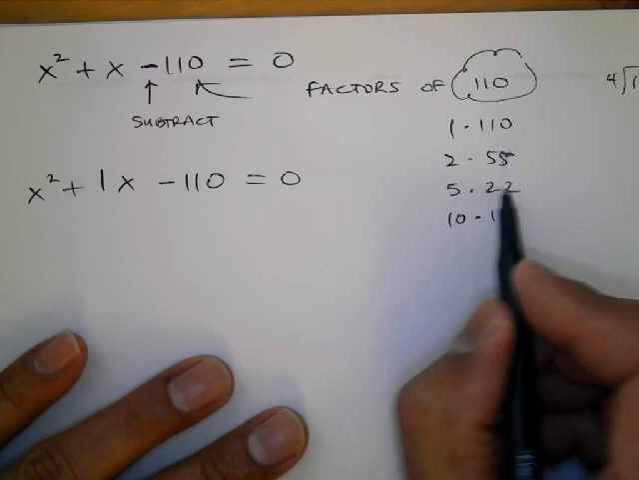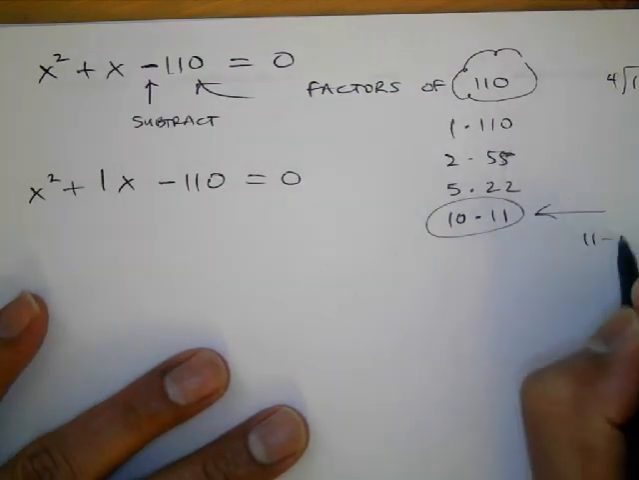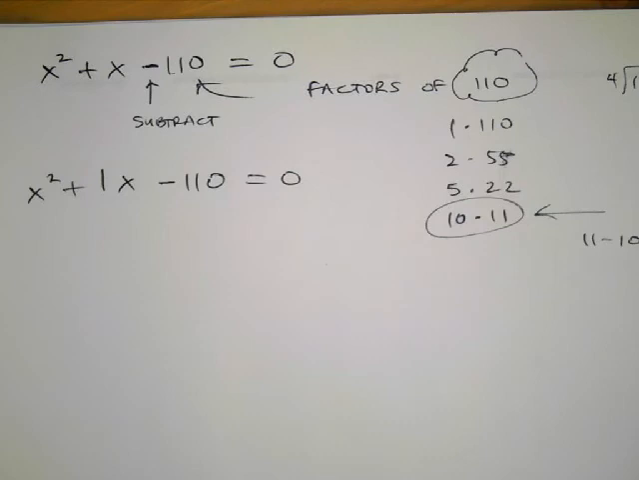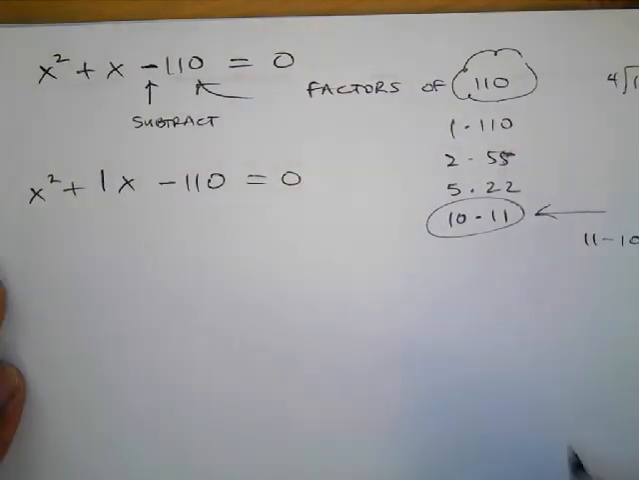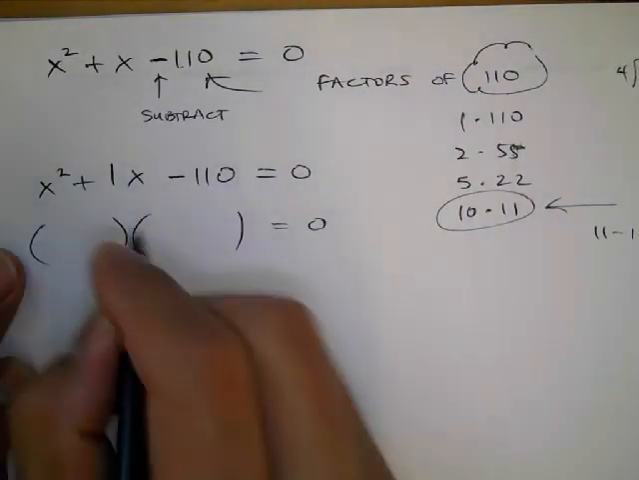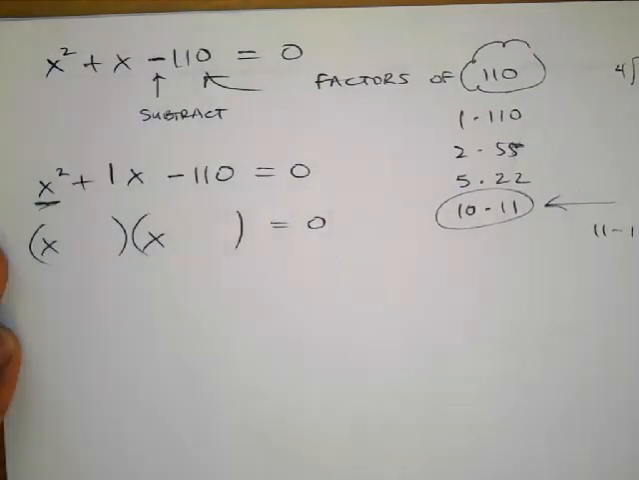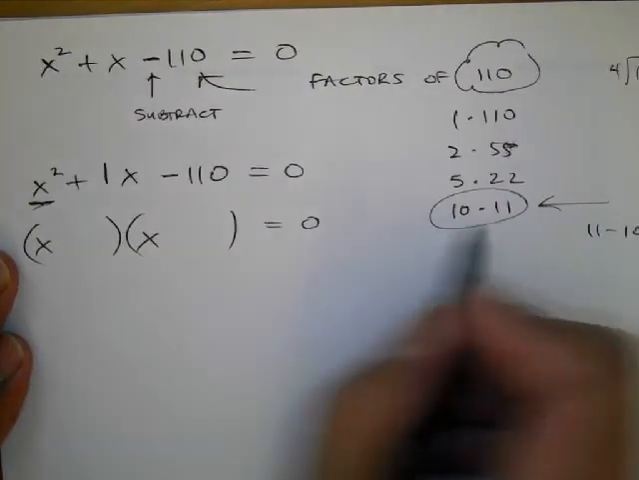Well, 110 take away 1 is not it. Obviously, 55 take away 2 is 53. 22 take away 5 is 17. Winner, winner right here. 11 take away 10 is 1. What does that tell you? That tells you that this is going to factor out with an x, right?